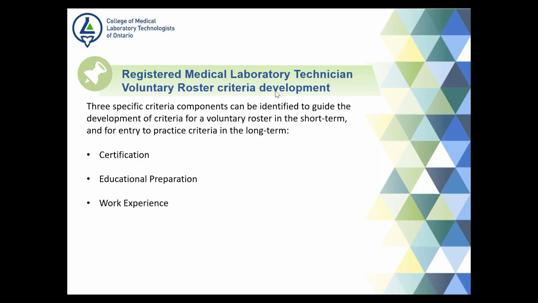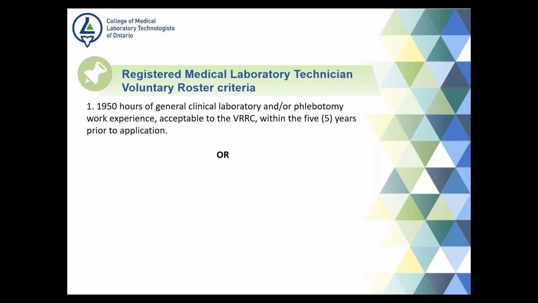When we were first looking at the criteria, we were guided by essentially three different aspects of criteria for eventual registration, but in this case, criteria for a voluntary roster, and they are certification, educational preparation, and work experience. And I'm going to go through each of the voluntary roster criteria at this time. So when an individual applies to become a voluntary roster affiliate, they would have to meet one of the following three criteria. The first is 1,950 hours of general clinical laboratory and/or phlebotomy work experience acceptable to the voluntary roster registration committee within 5 years prior to application.